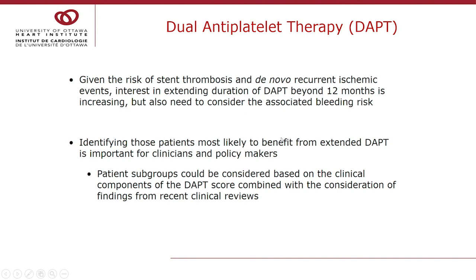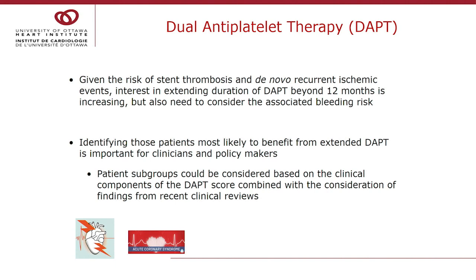Identifying those patients most likely to benefit from the extended DAP is important. So we went to the DAP score, we looked at some of the literature and the reviews, and there were 5 subgroups that we're interested in. We're interested in those who would have a prior MI. Is this something important to consider if we go to an extended DAP or not?